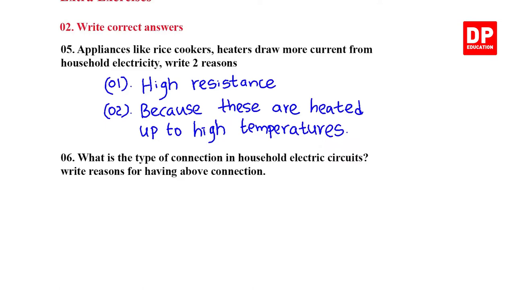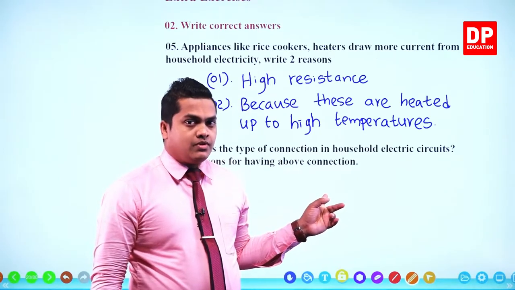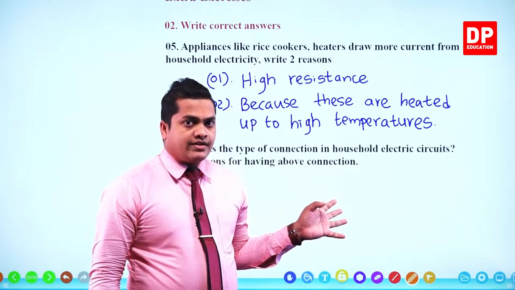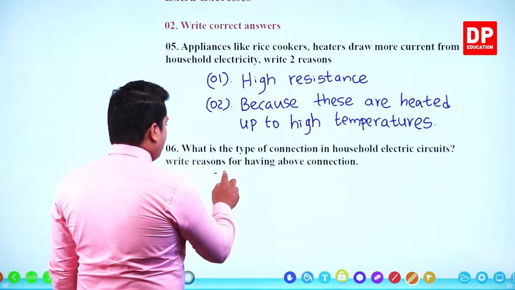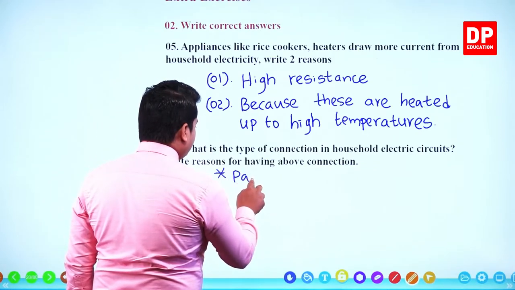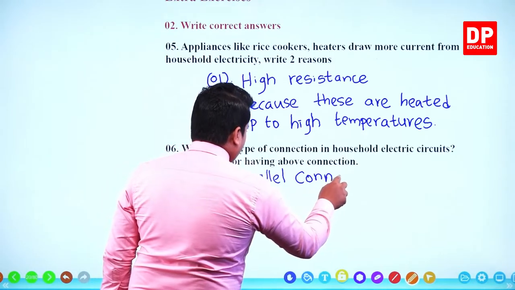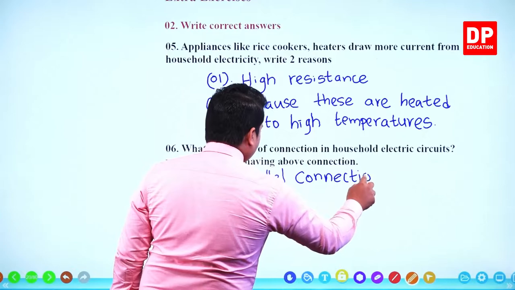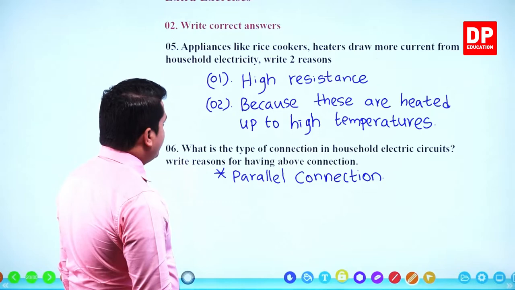What is the type of connection in household electric circuits? Right, reasons for having the above connection. When we were discussing the MCQ questions, you may have come across this kind of question, I think, like you could remember. We discussed that in household electric circuits, there is a parallel connection. So the first answer should be parallel connection.